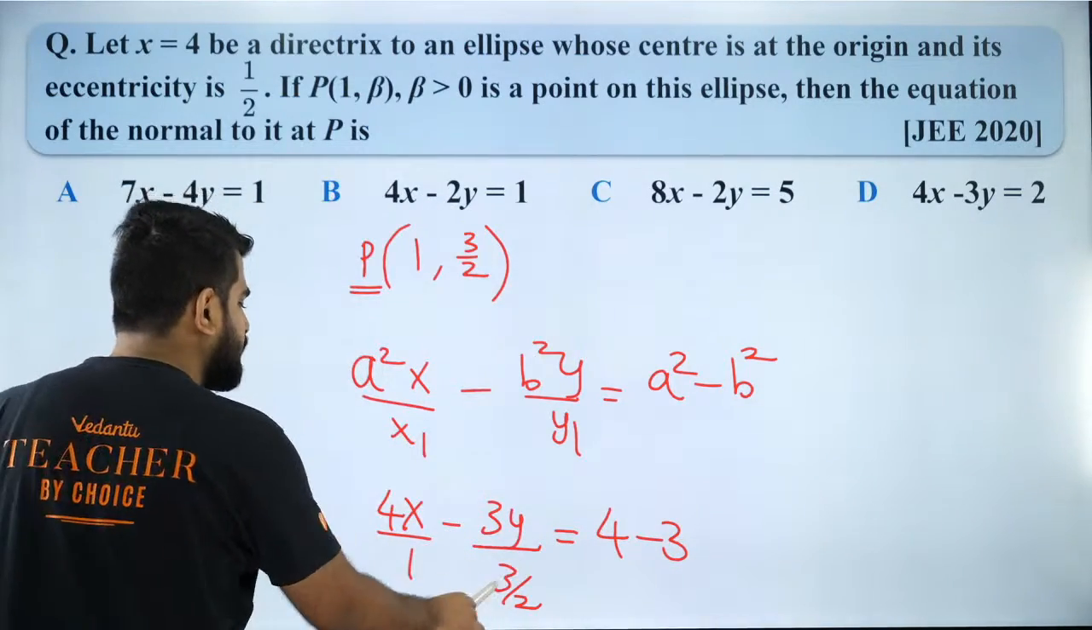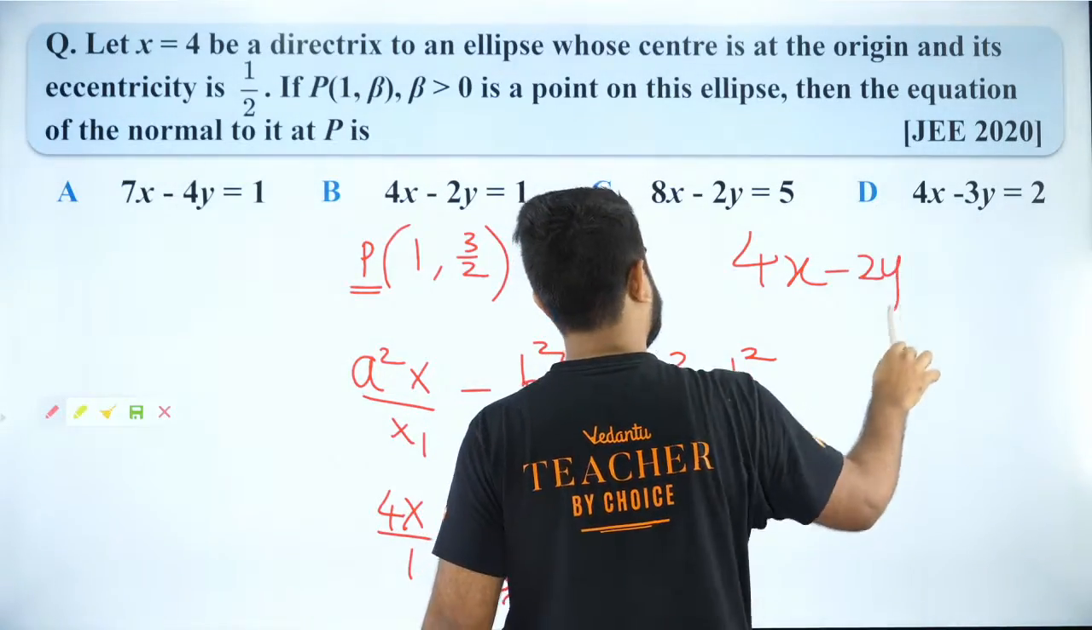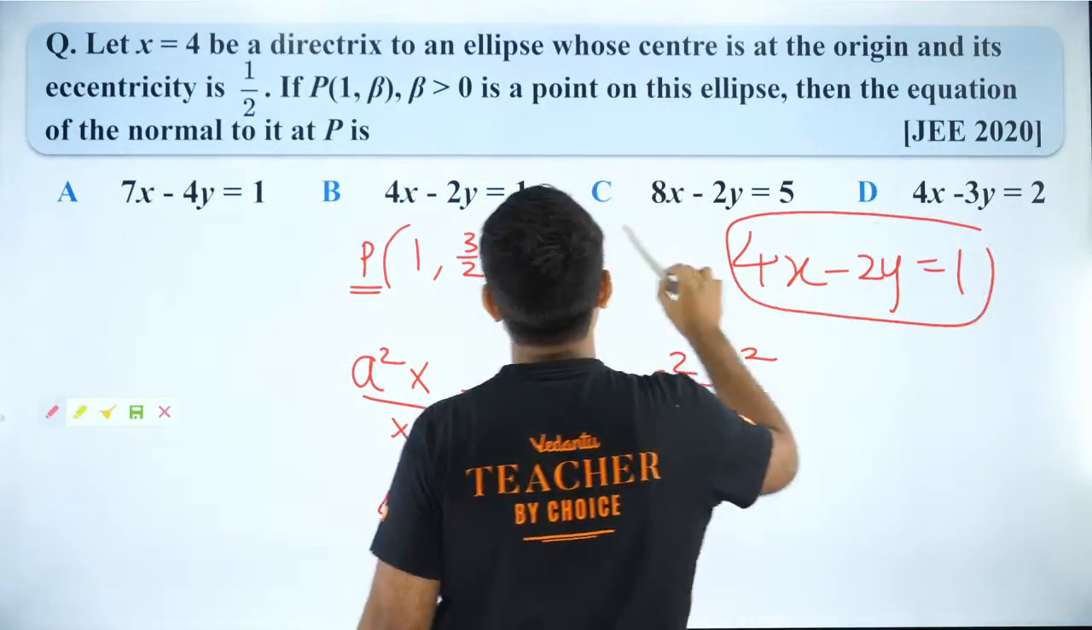So what is the equation? This and this will get cancelled out. So I'll have 4x minus 2y is equal to 1, and that is nothing but option B.